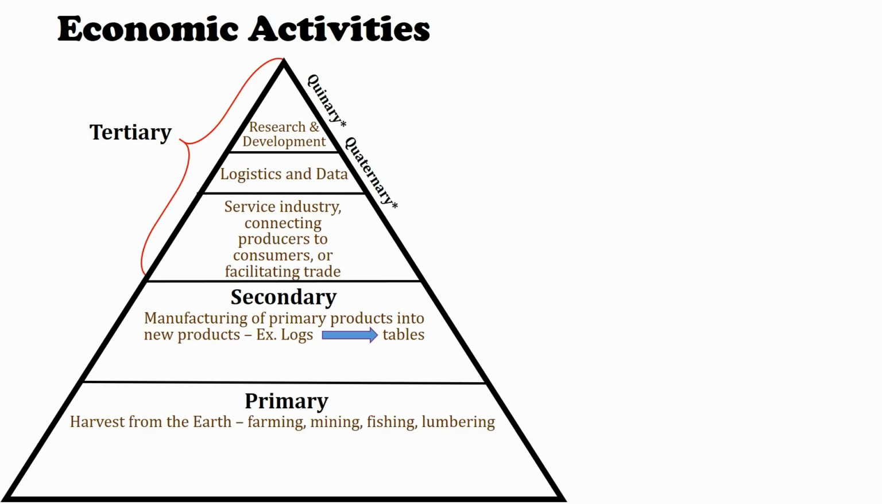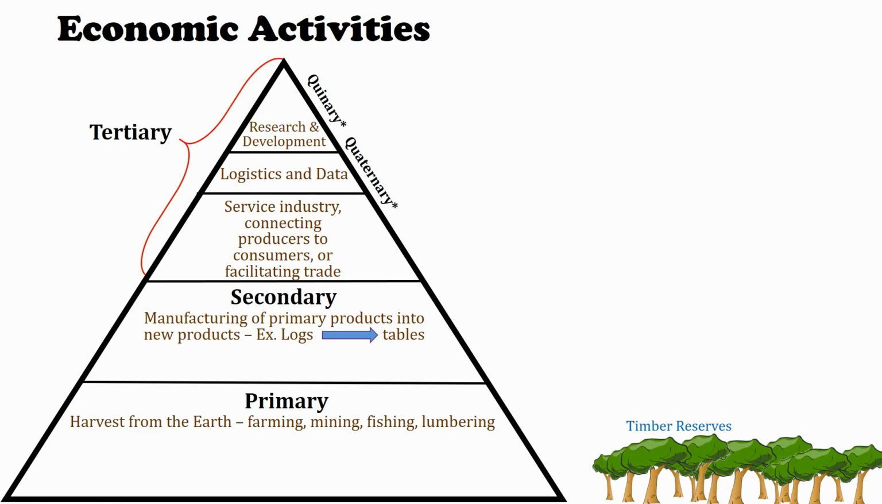Now, I have an example here because this pyramid's not very powerful. So one of the most powerful things in the world that I exhibit on a weekly basis is IKEA. So let's look at how IKEA works. So the primary resource is the timber reserves. Most things in IKEA are made of wood.